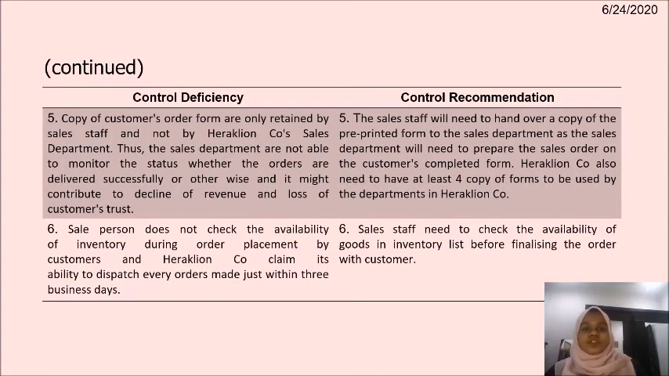So the fifth control deficiency here is that the copy of the customer order form is only retained by the sales staff and not by the Heraklion company sales department itself. This is not good because the sales department is not able to monitor whether the goods have been successfully delivered to the customer. And this can cause a huge decline in Heraklion company revenue, and it can also cause a loss in customers' trust.